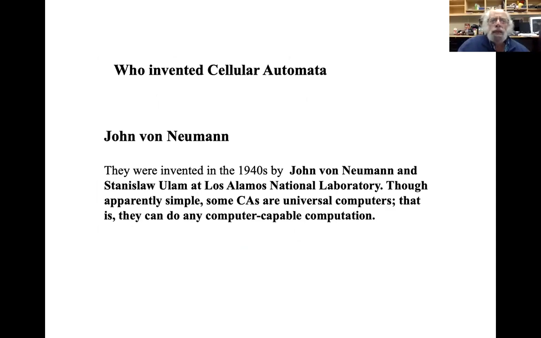Who invented cellular automata? Johnny von Neumann. They were invented in the 1940s by John von Neumann and Stanislaw Ulam at the Los Alamos National Laboratory. Though apparently simple, some CAs are universal computers, that is, they can do any computable computation.